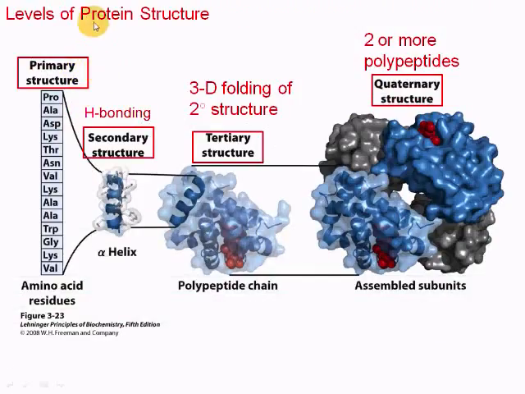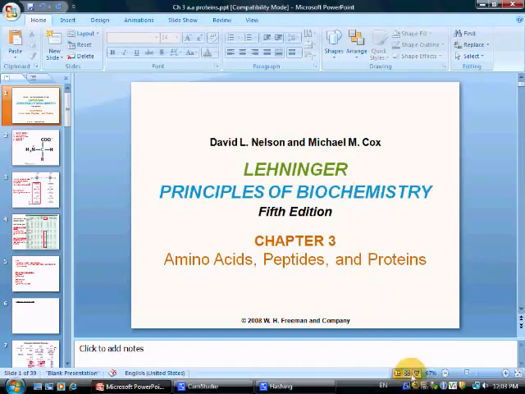Okay, here's the levels of protein structure. You have a primary, a secondary, a tertiary, and a quaternary. Primary structure is just the sequence of amino acids. Secondary structure is just the hydrogen bonding. Tertiary structure is going to be the three-dimensional folding of the secondary structures. And then the quaternary is when you have two or more polypeptides together. Looks like that's it.